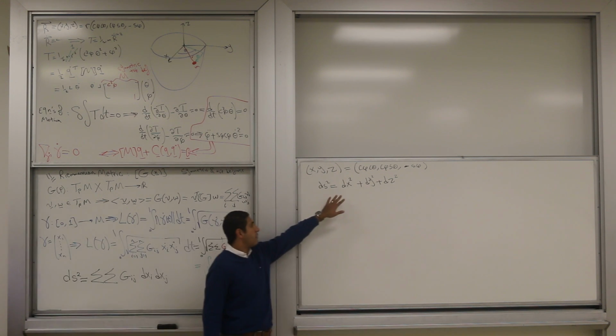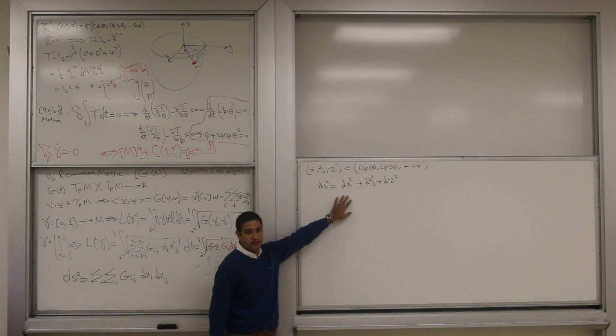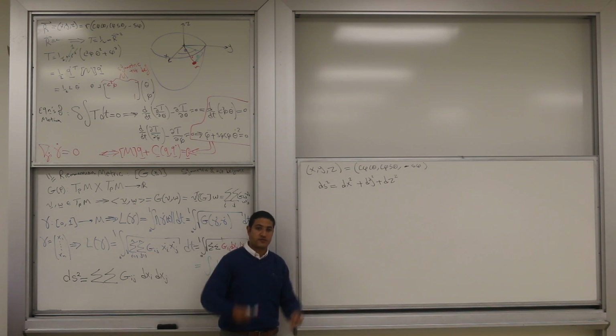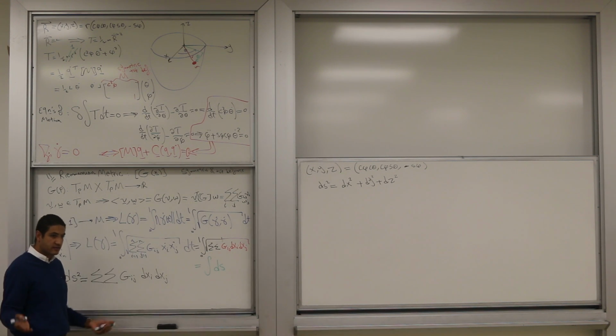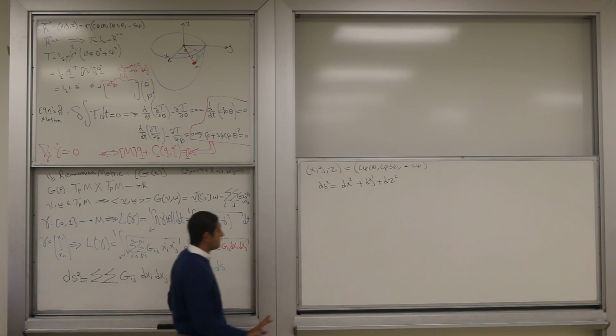So you can see what matrix we can construct out of here. What matrix? It's the identity matrix. It's always the case: if you have a flat space, the Riemannian metric on the flat space is simply the identity matrix. It's trivial.